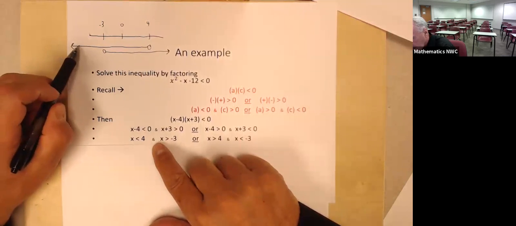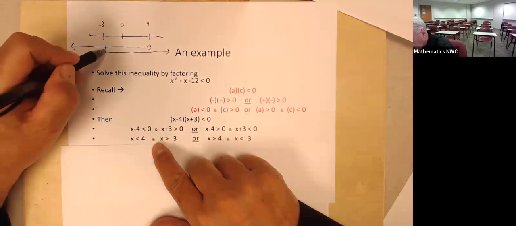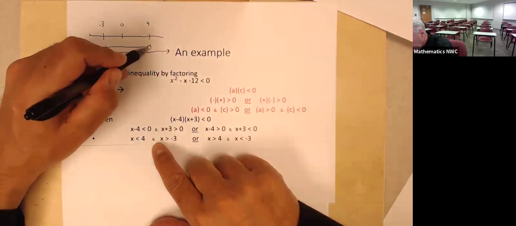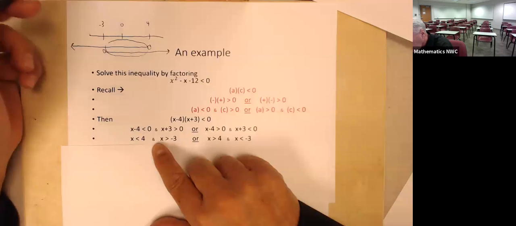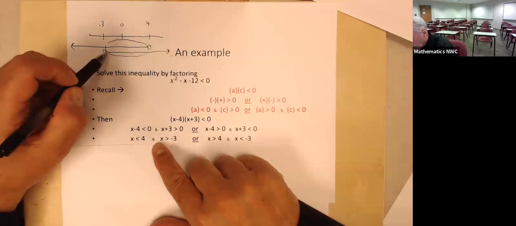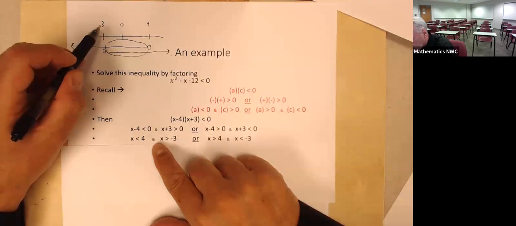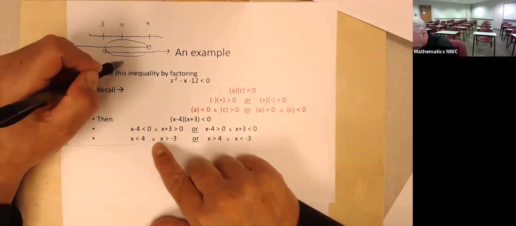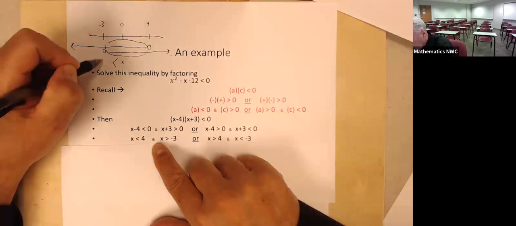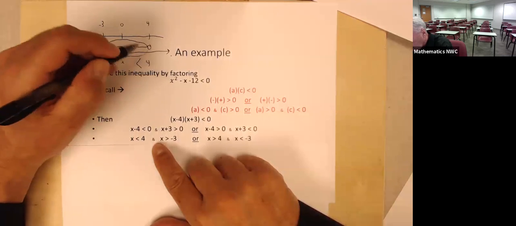Well, these numbers over here are not in both. They're only in one. These numbers right through here are shaded in both graphs. These numbers over here are not. Well, what are these numbers? Watch how I'm going to write this. These numbers are the ones between negative 3 and 4. They're greater than the negative 3, but they're less than the 4.